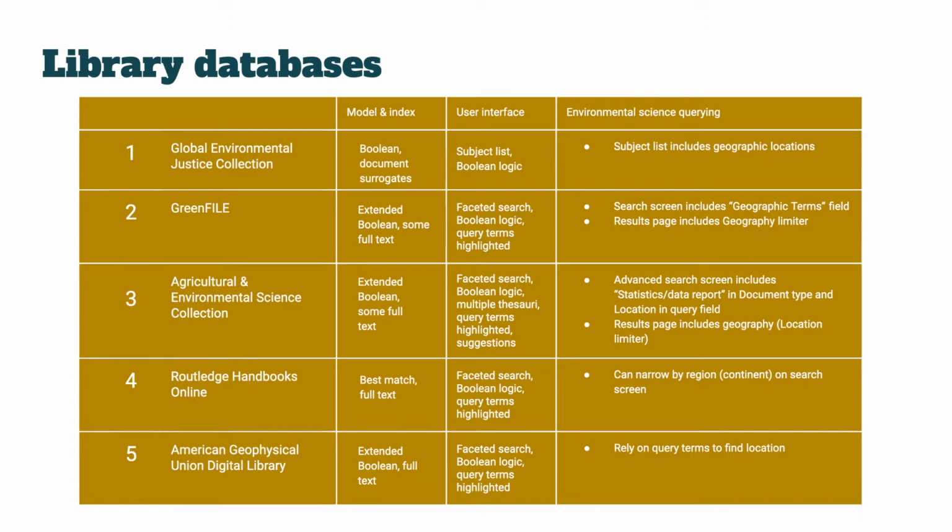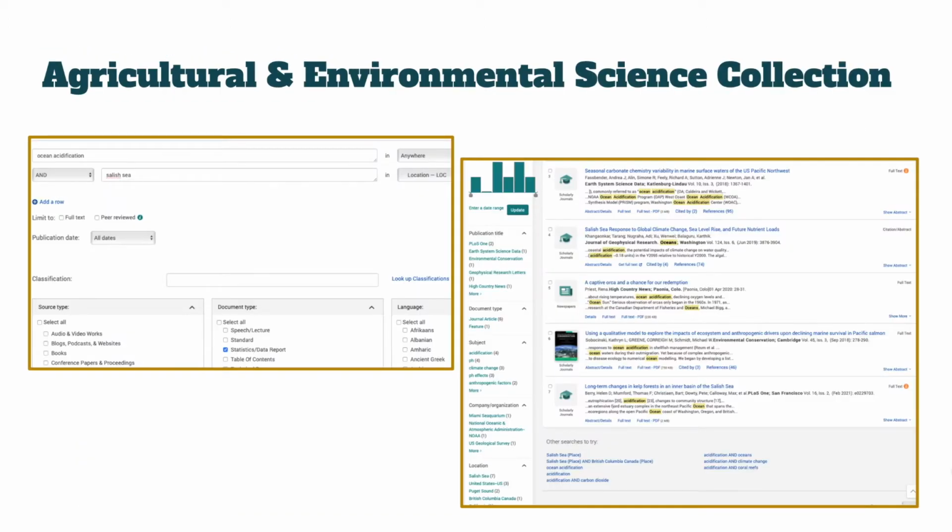I'm not going to read through all of these, but I did think that the Agricultural and Environmental Science collection was interesting to note. This is a ProQuest product, and it was interesting because it was the only one of all the systems that I looked at that included suggested searches, and it also included multiple thesauri to help users find related terms and broader and narrower terms.